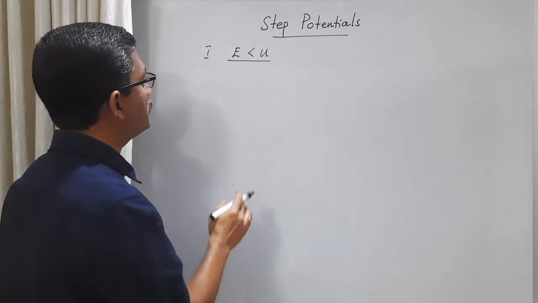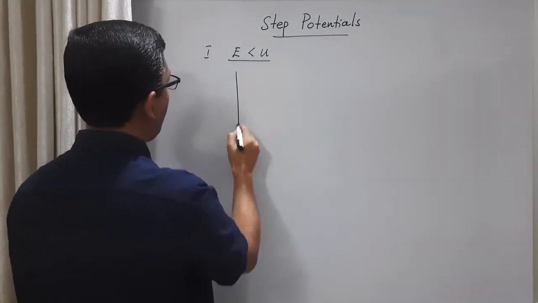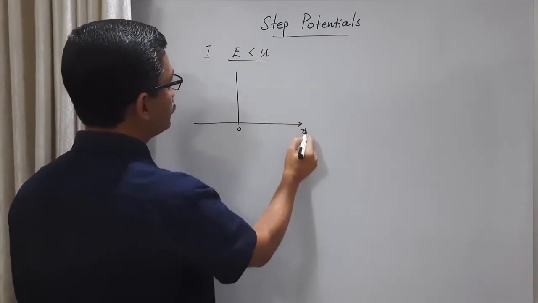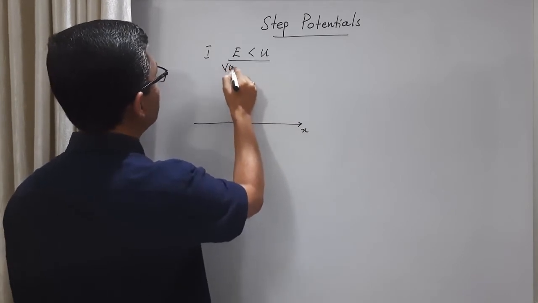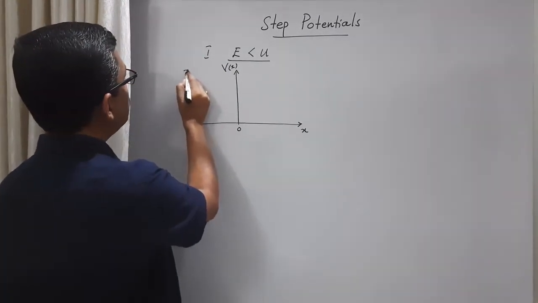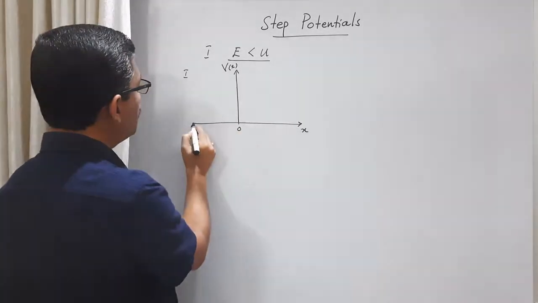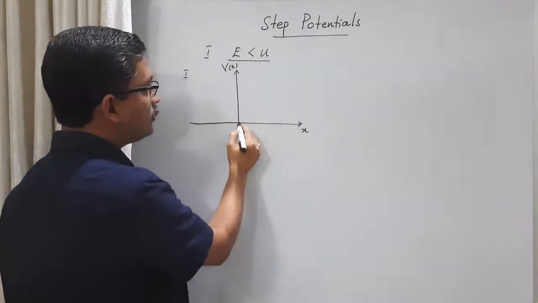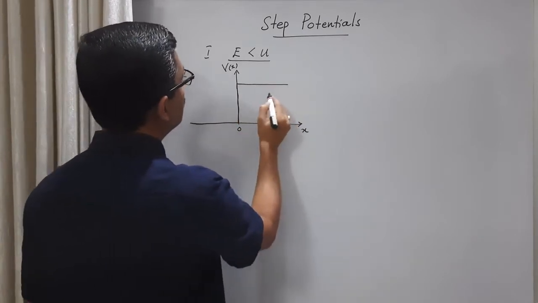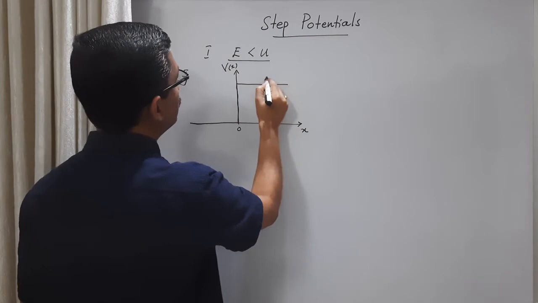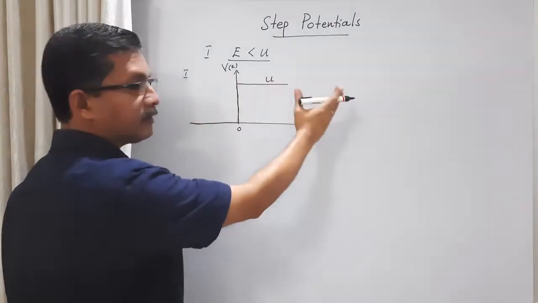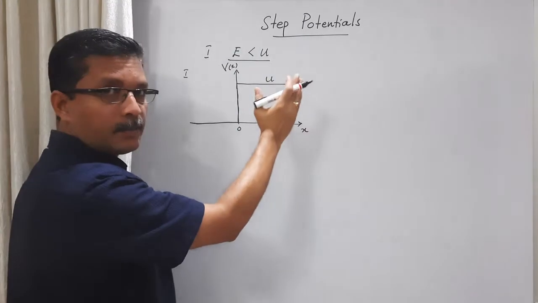So the potential energy, if we draw, it is like this. This is x equal to 0. Along the y axis, I am drawing the potential energy, let us say V of x. Let me call this region 1. In this region, that is x less than 0, potential energy is 0. At x equal to 0, potential energy increases, and for x greater than or equal to 0, potential energy is U. So this is a potential step, okay?